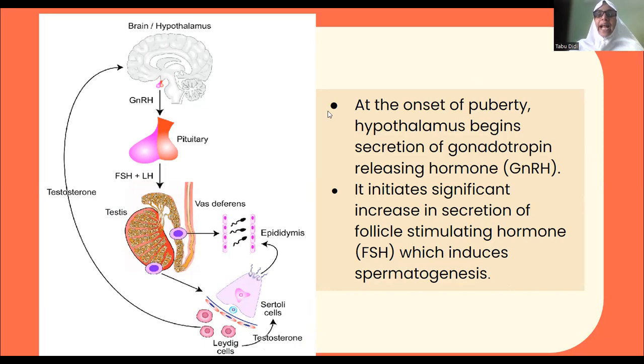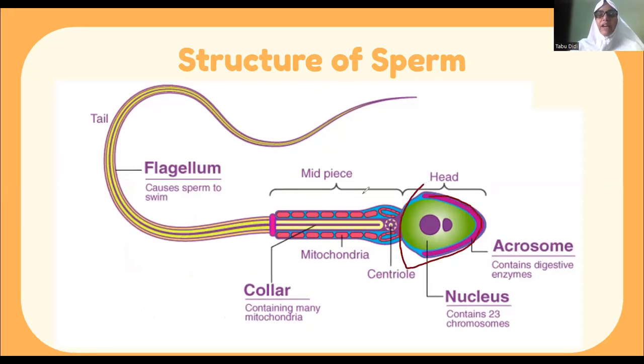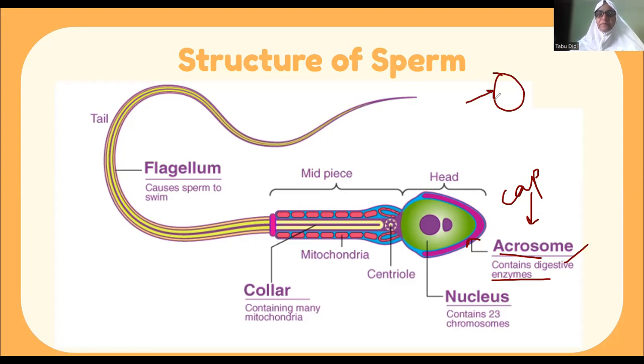And this is how a sperm will look. You have the head portion, then you have the middle piece, and then you have the tail. The head portion has a covering, which is known as the acrosome, a cover or a cap, you can say. This cap has digestive enzymes like hyaluronic acid, many hydrolytic enzymes. And why this enzyme? Because the sperm has to penetrate the egg.